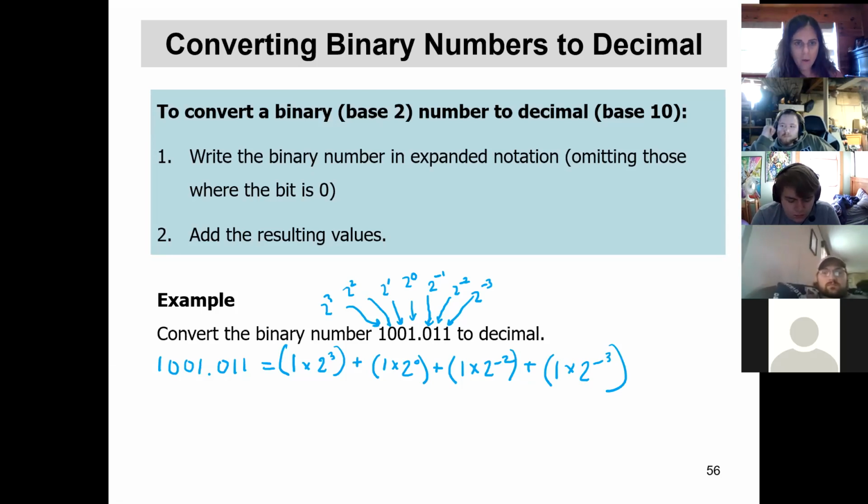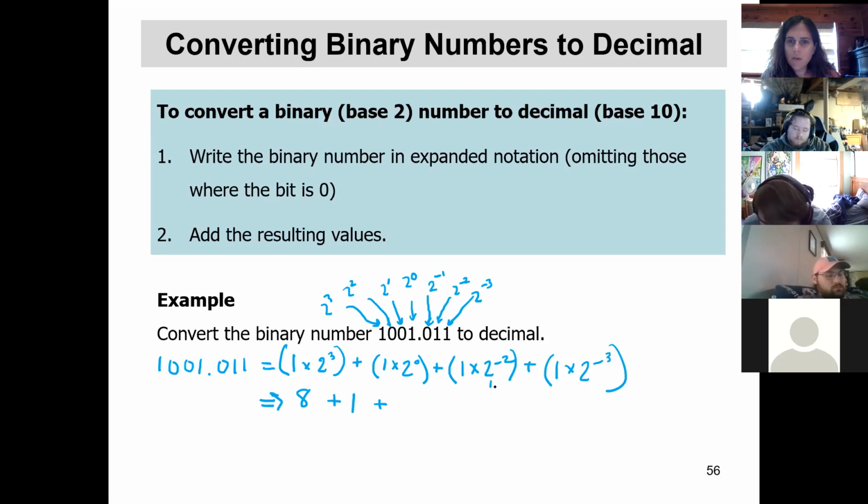All right, so now we're converting. We'll take the 1 times 2 to the third. 2 to the third is 2 times 2 times 2, which is 8. So that'll be 8 plus 2 to the 0 is 1, so 1 times 1 is 1. Plus, now you'll see we're going to have smaller numbers. 2 to the negative 2 is 1 over 2 squared, or a quarter. So 1 times a quarter is 0.25.